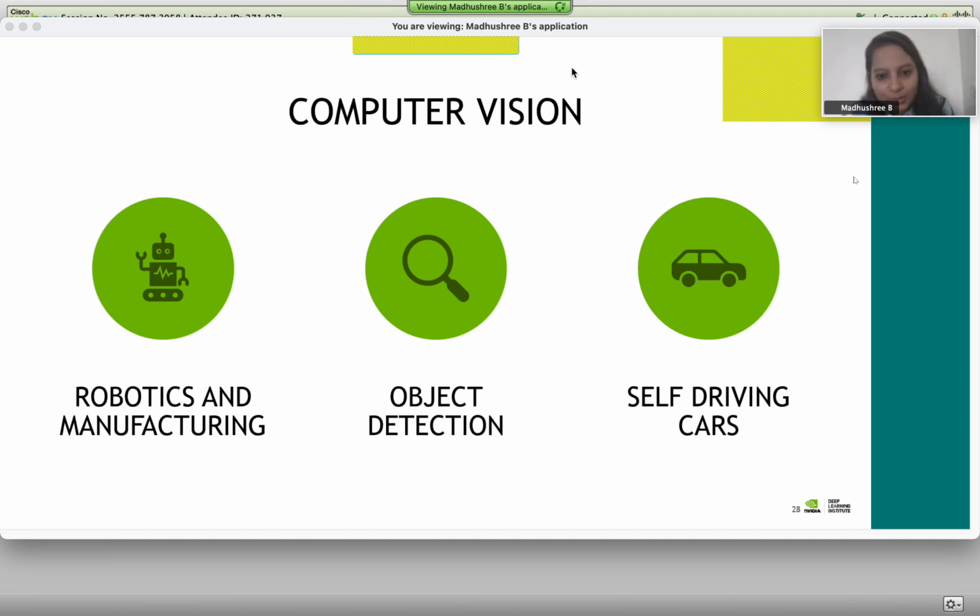So are you using your smartphones, and are you unlocking them using face detection based systems? Yes, that's computer vision. It has reached the common man already. And very soon you will be able to see self-driving cars on our roads.